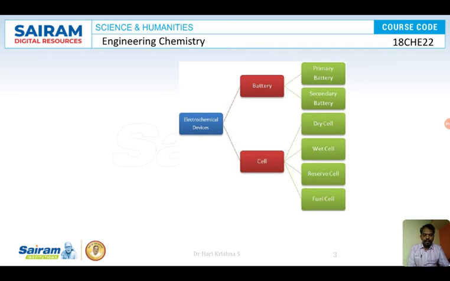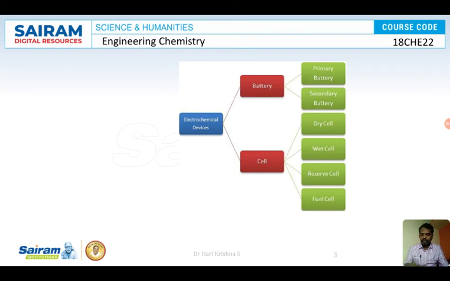So what are primary batteries? All non-rechargeable batteries, all use and throw batteries come under this category, primary batteries. All single-use batteries will come under this category. Here the electrical energy is obtained with the expense of chemical energy. That is, in a primary battery or secondary battery or reserve battery, in all cases energy is obtained with the expense of chemical energy.